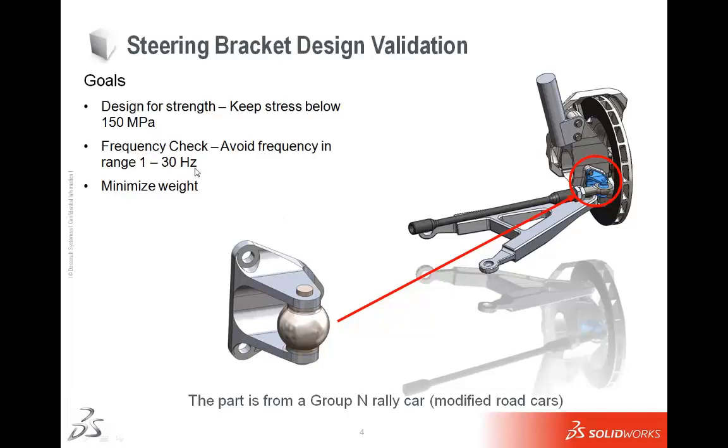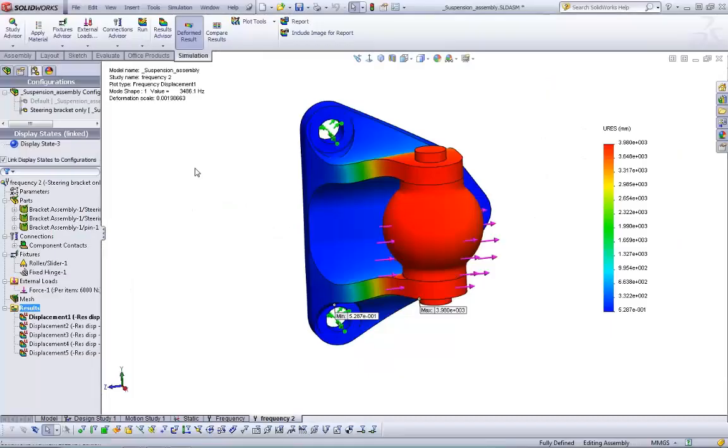Now the next part is we want to minimize our weight. I'm going to do this with an optimization study. So I have my static study and my frequency studies done. I want to now optimize this for minimizing mass. To create a design study or an optimization study, again, optimization is included in Simulation Professional.